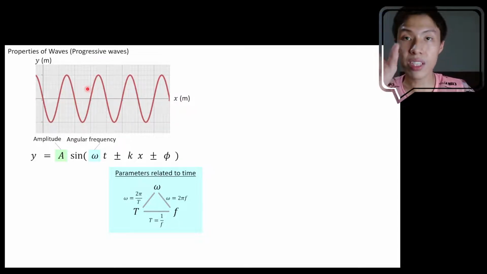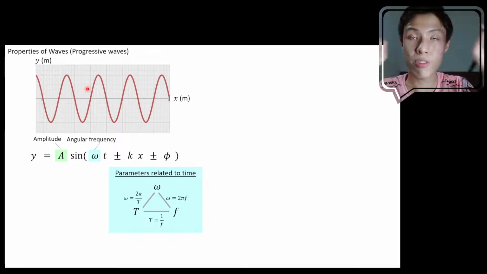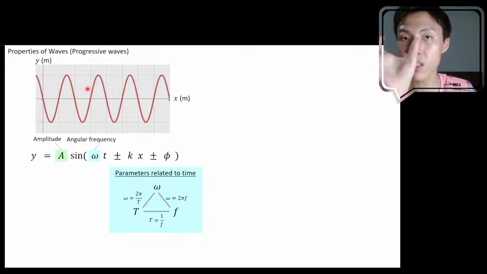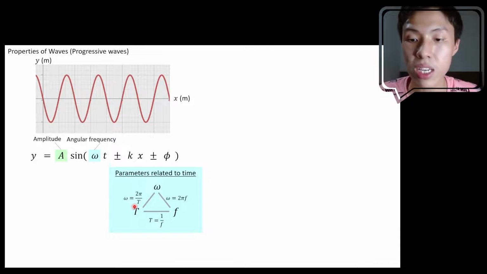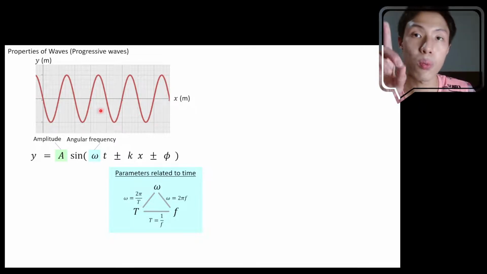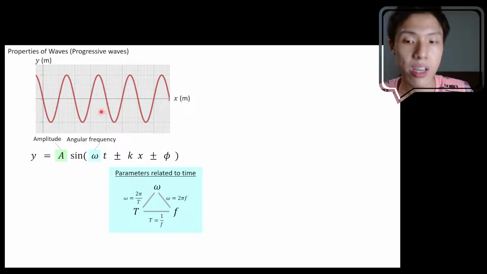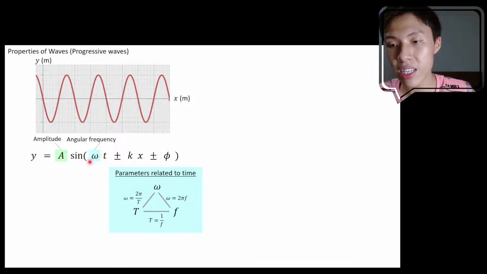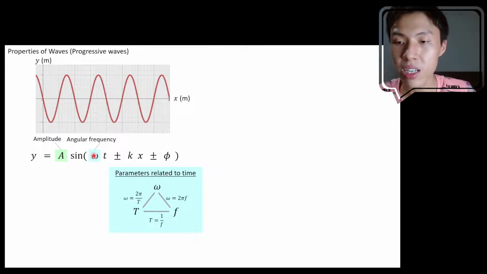Now if we start and we stop, then we take the amount of time that has passed between the start and stop. That time will be equivalent to the period. It's the time taken to progress by one wavelength or one complete wave cycle. So these are the parameters that are related to time, and in this equation, the time parameter is represented by the angular frequency.